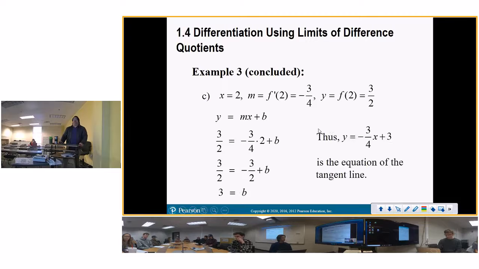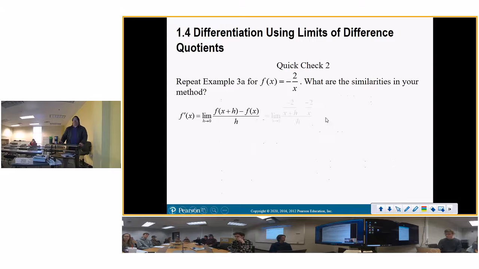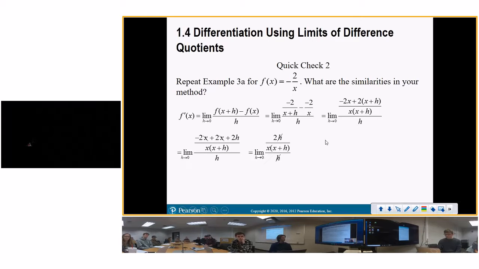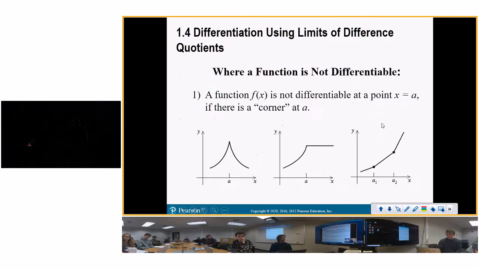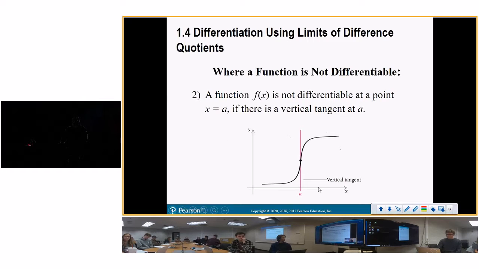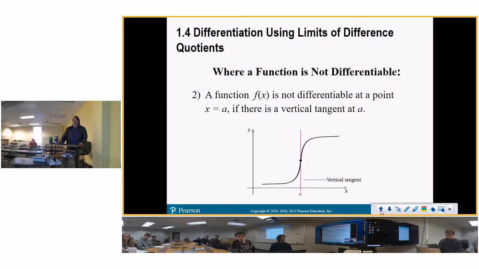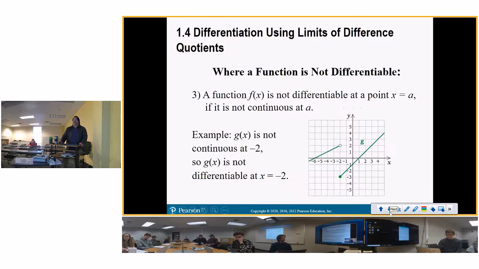Okay, let's get to another problem. That's negative 2 over x. I want to get to another one that we haven't done. We already did 3 over x, so I want to do another one. Go ahead and make a note of these. This is for a standardized test. Wait a minute.